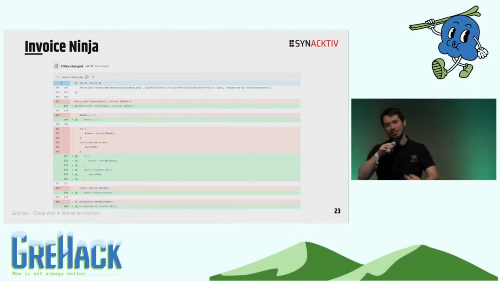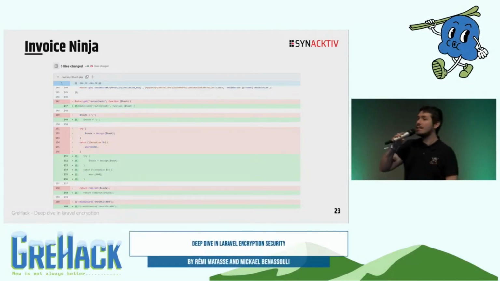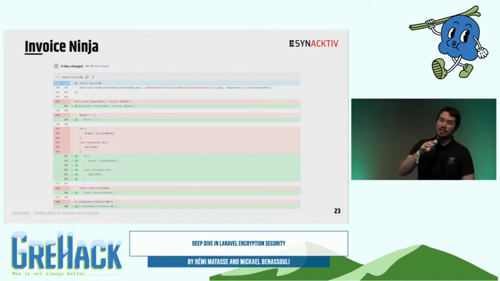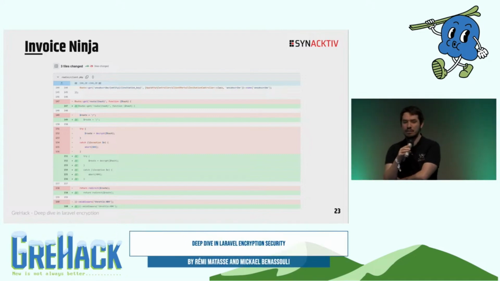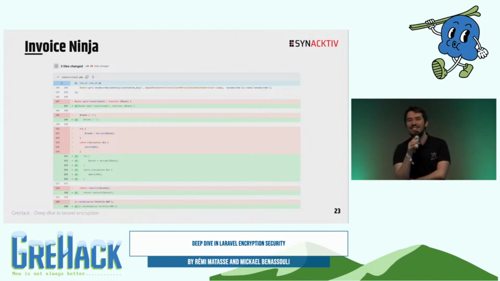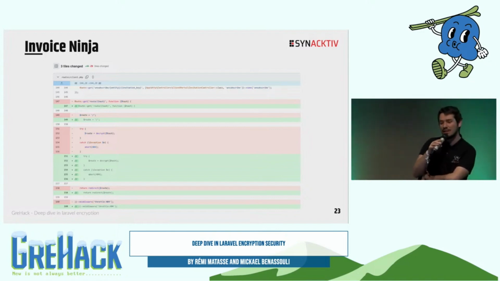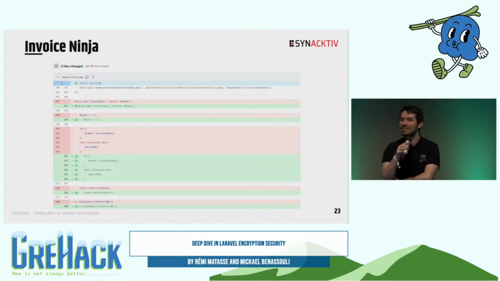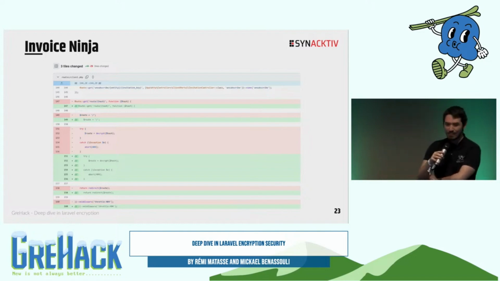Let's talk about the way to patch it. So basically, when we told them, they silently patched it, so thank you for that, if some Invoice Ninja developers see that. They just commented out the route because I think they don't really know why this route was there anyway, so yeah, why not? They just commented it out.